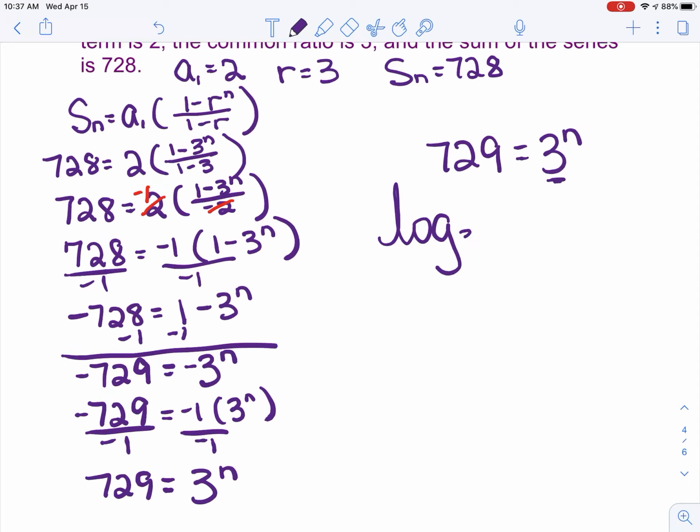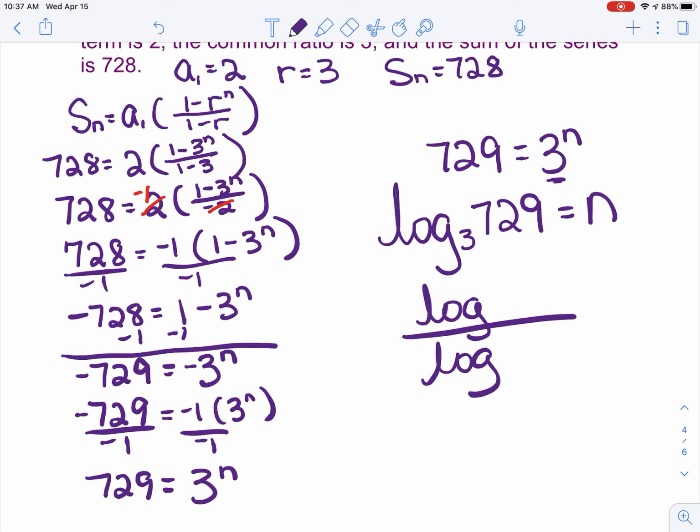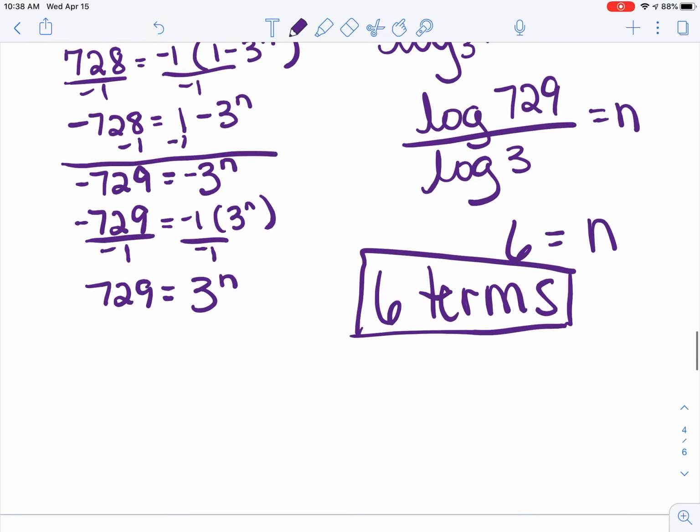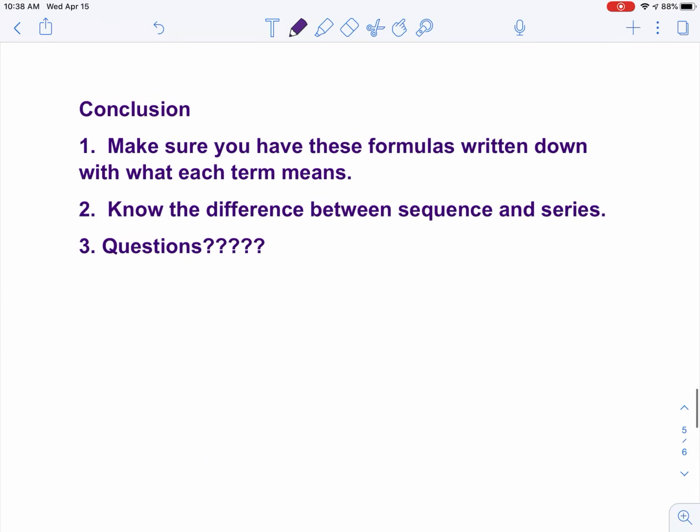Let's make it a logarithm. So log base 3 of 729 equals, it always equals your exponent, which is n. Now, you can put this into your calculator, alpha window 5, or you can do the change of base. Log divided by log. The base goes in the basement. And when you put this into your calculator, you should get 6. So there are 6 terms in this series.